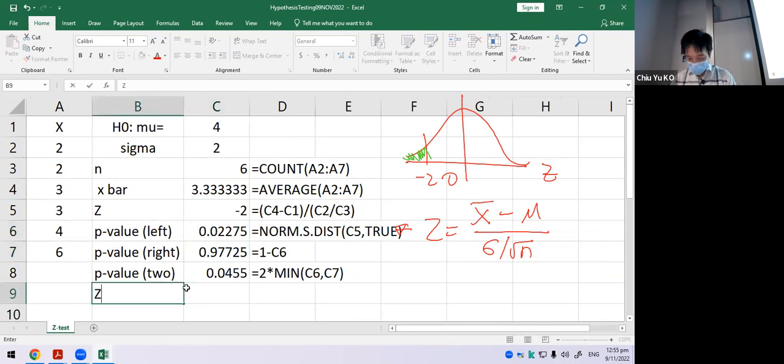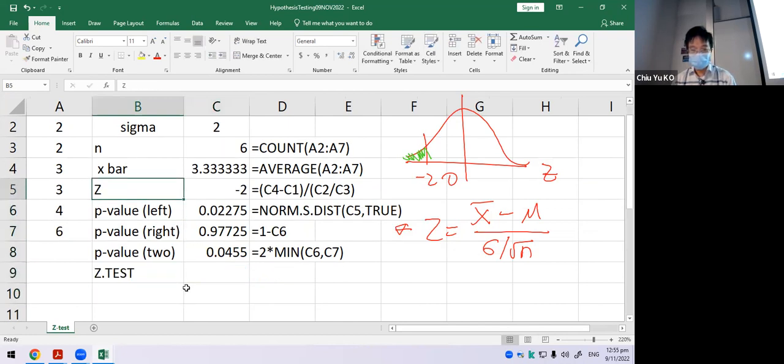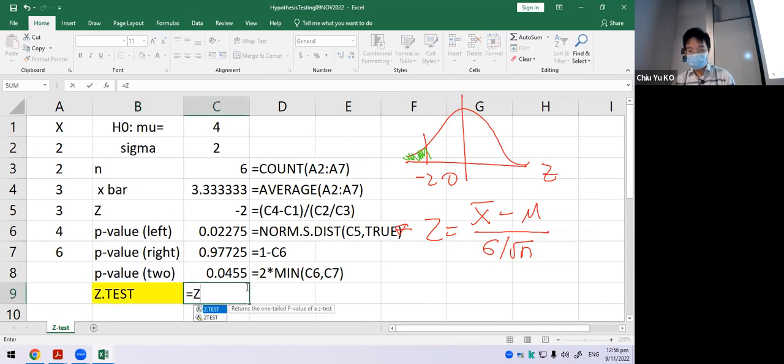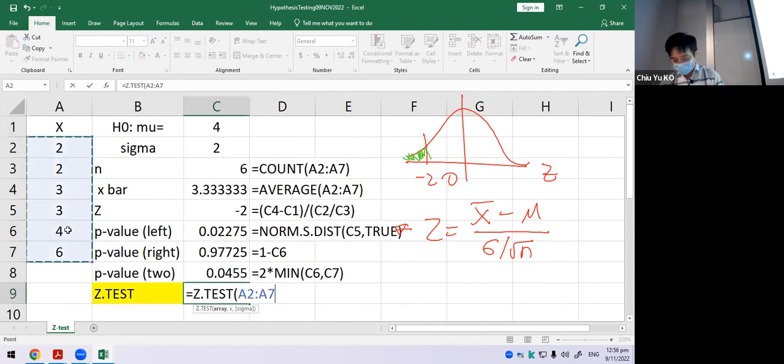And we can also use the Excel formula called Z.TEST. That's what we are trying to teach here. We will do Z.TEST, and you input the data, either A2 up to A7. And X is the hypothesis, and you put the sigma there.